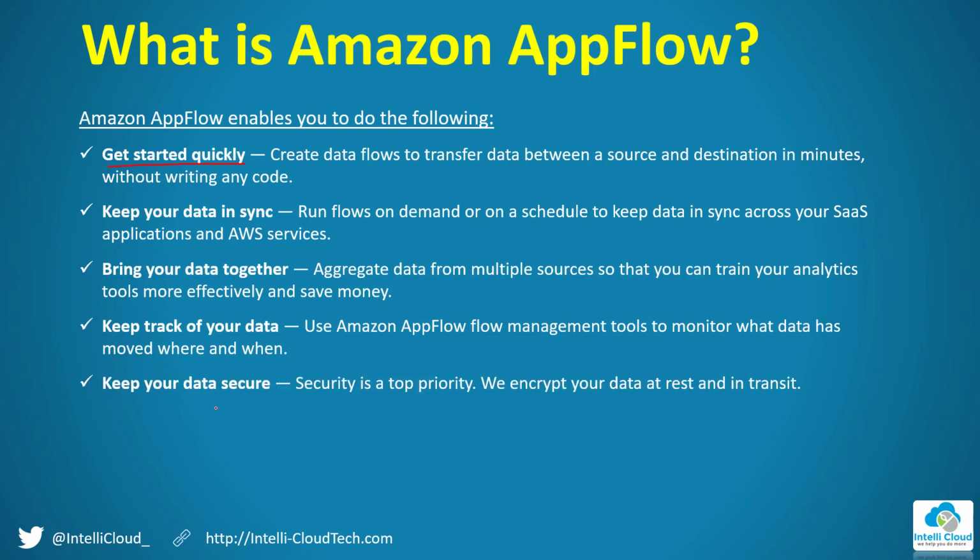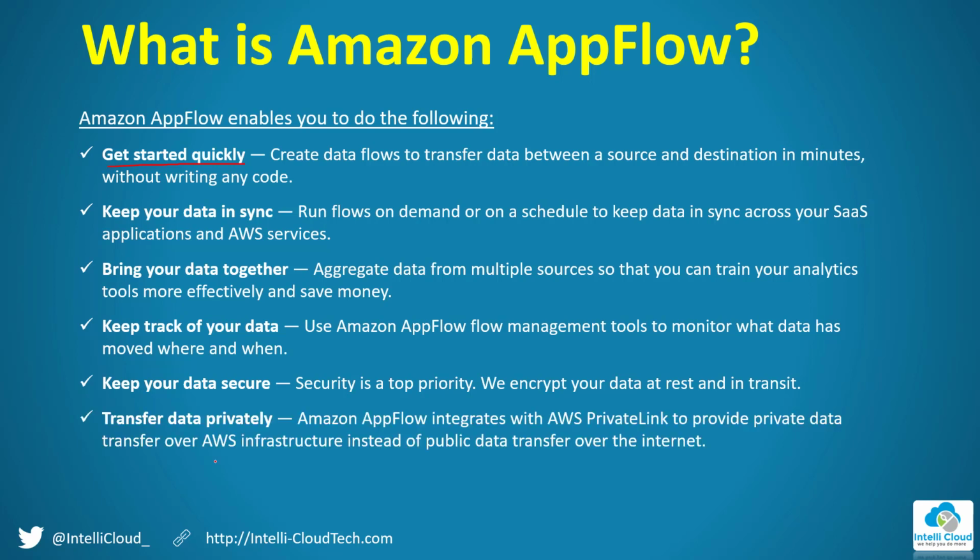In Amazon AppFlow, there is no compromise on security. It encrypts the data as it transmits from source to destination, and the data is transferred privately. Whenever we create any AppFlow, it transfers data using AWS PrivateLink to provide private data transfer over the AWS infrastructure instead of public data transfer over the internet. This is the main advantage. So here we can secure data, and the data will be transferred through private data transfer.